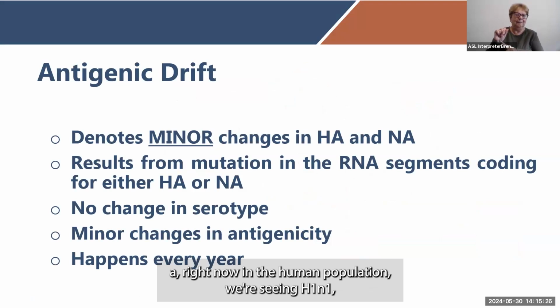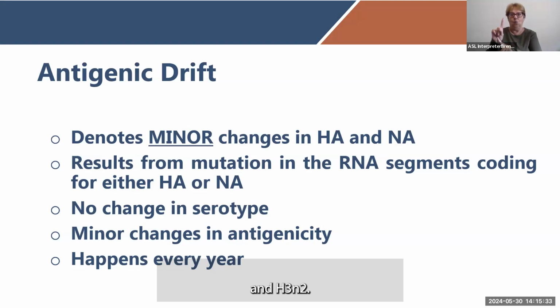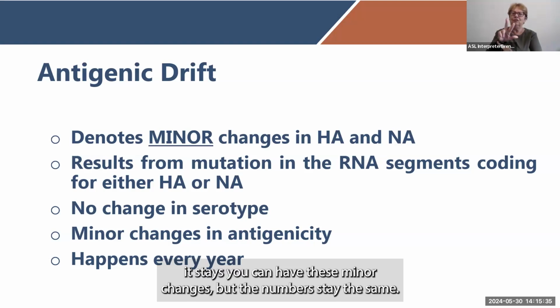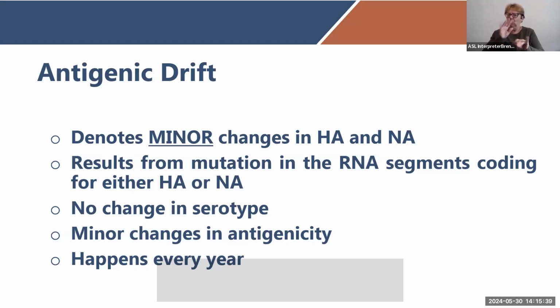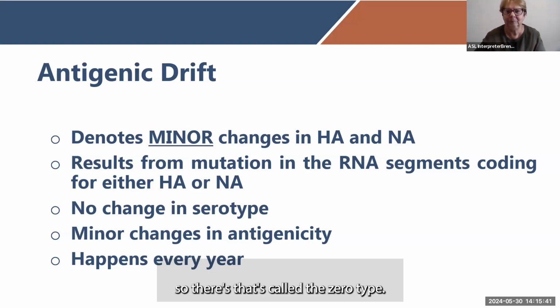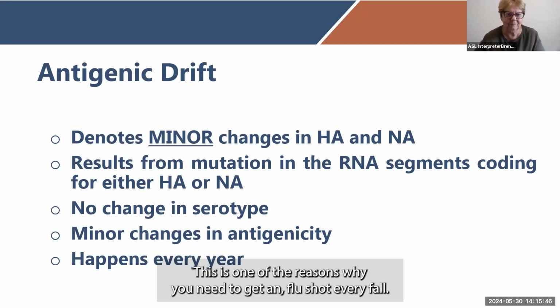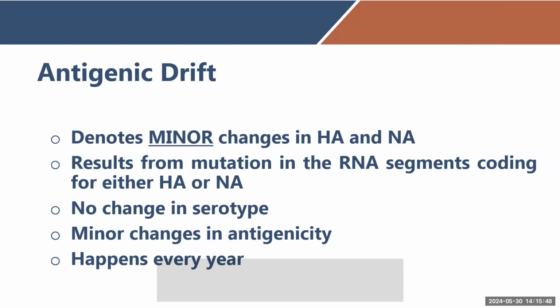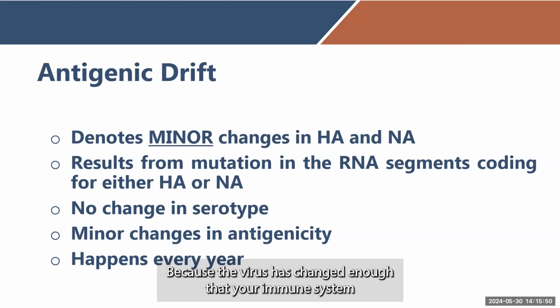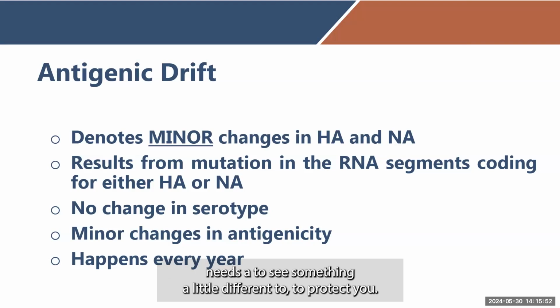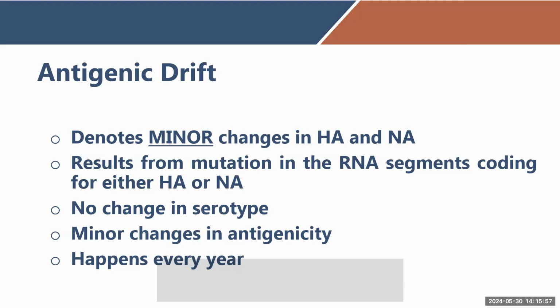Right now in the human population, we're seeing H1N1 and H3N2. You can have these minor changes, but the numbers stay the same. So that's called the serotype. And this happens every year. This is one of the reasons why you need to get a flu shot every fall, because the virus has changed enough that your immune system needs to see something a little different to protect you.